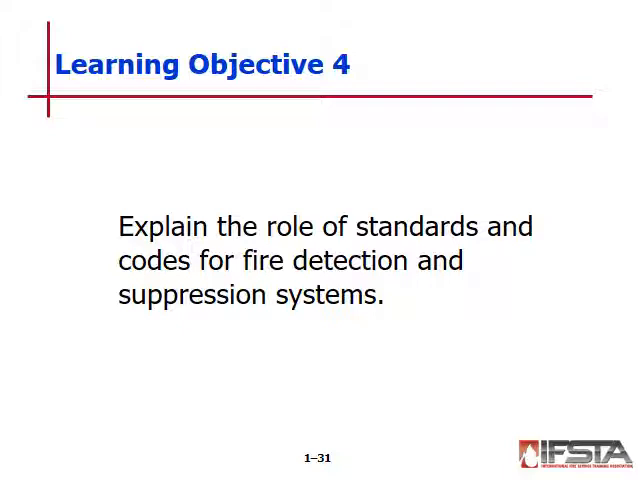Objective 4. Explain the role of standards and codes for fire detection and suppression systems. Now, as previously indicated, standards and codes have traditionally been developed and adopted in response to historic tragic events. Standards and codes are used to establish minimum requirements for the design and construction of buildings, structures, and facilities. They are also used to determine the type and extent of detection and suppression systems needed.